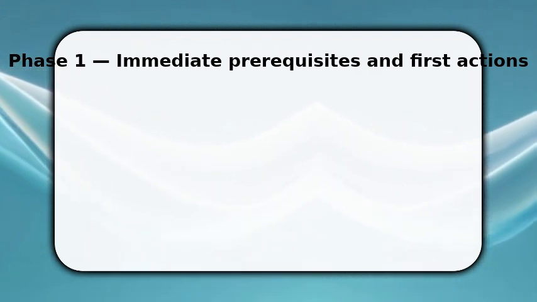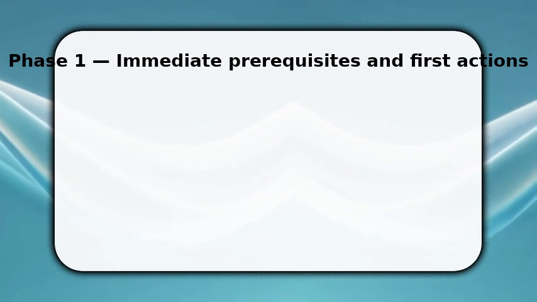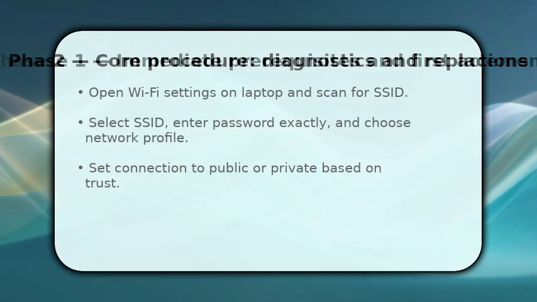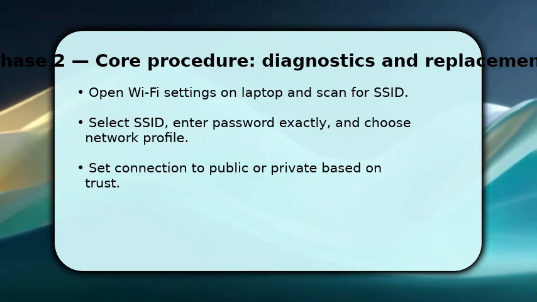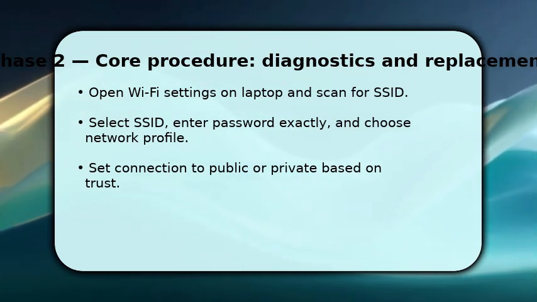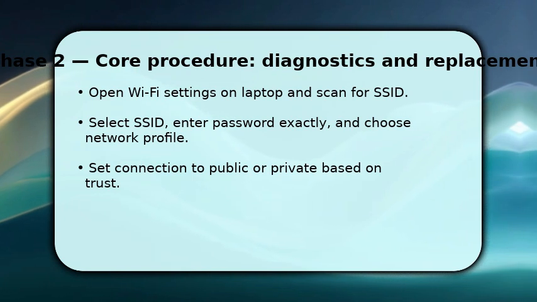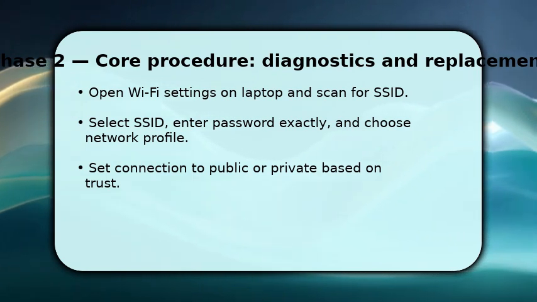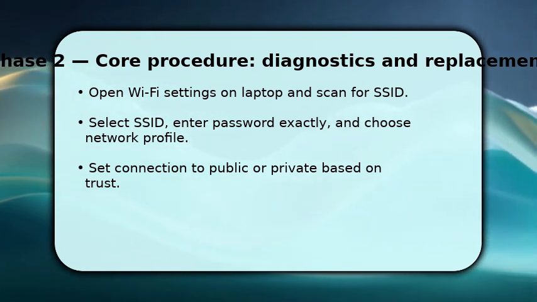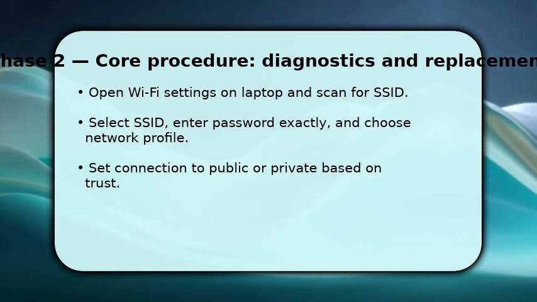Once done, open the laptop's Wi-Fi settings and scan for the SSID you noted. This finds the hotspot broadcast. Select that network, type the password exactly, case matters, and then choose the correct profile. Private for trusted devices, public for others, because that affects firewall and sharing rules.